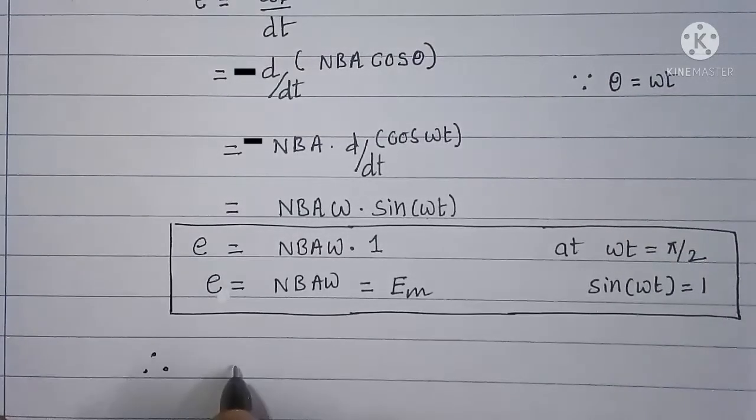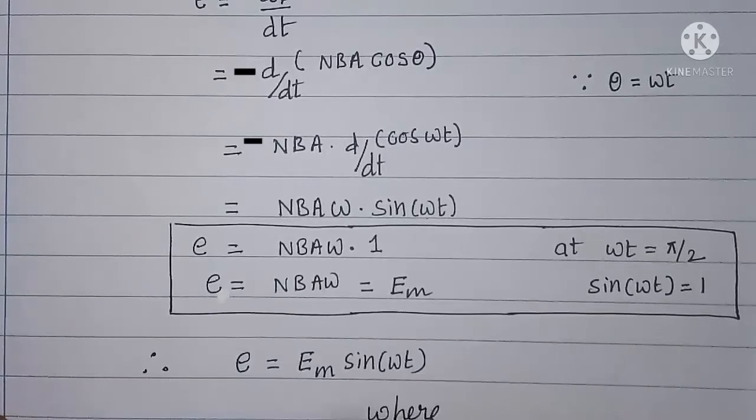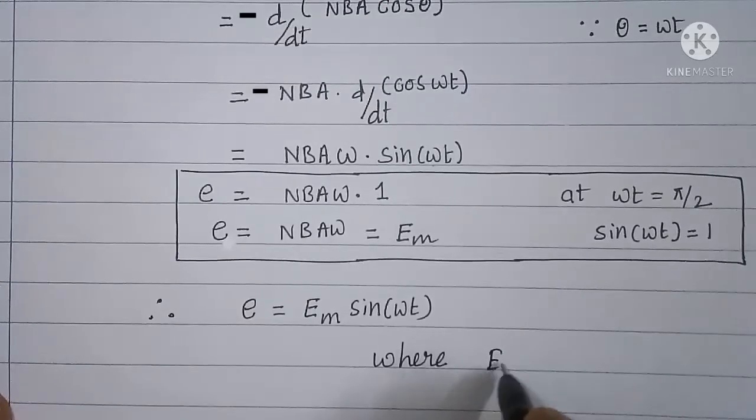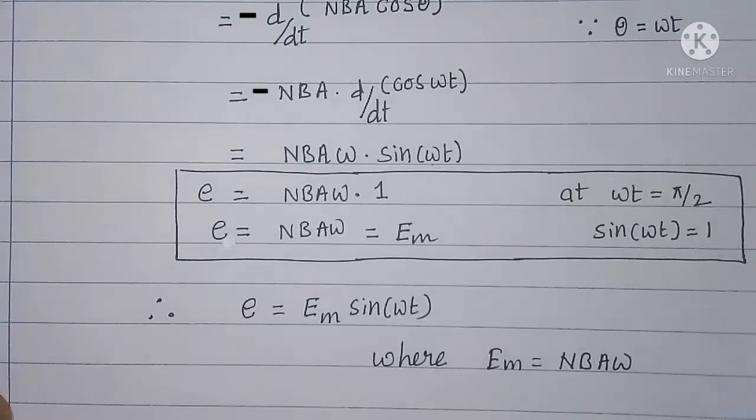Therefore, induced EMF may be now written as E equal to EM sine of omega t, where EM is equal to N into B into A into omega.